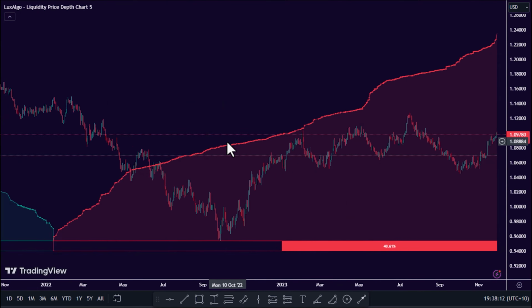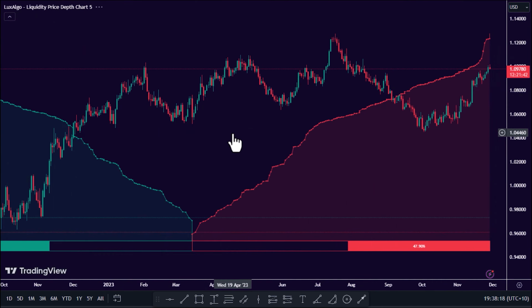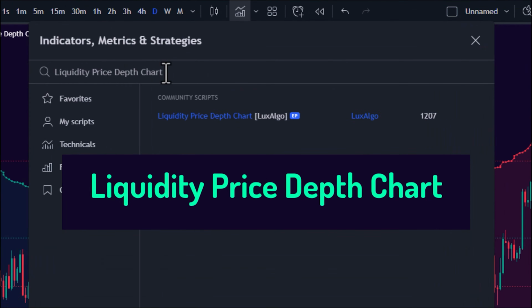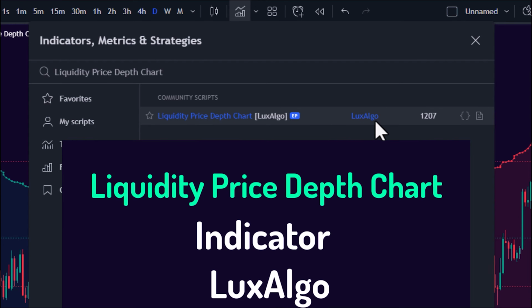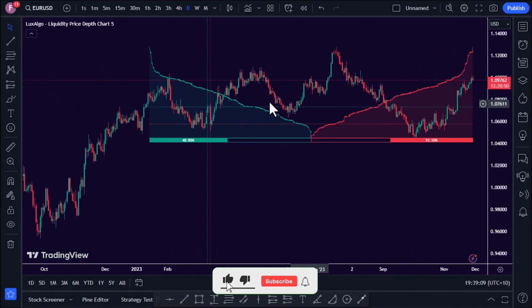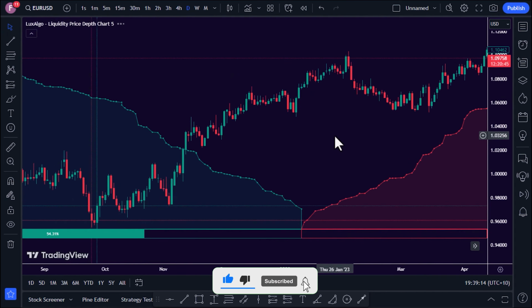Greetings, traders! Today, we're delving into the fascinating world of liquidity analysis using the Liquidity Price Depth Chart indicator by Lux Algo. If you're ready to elevate your trading strategy, stay tuned as we guide you through the nuances and functionalities of this powerful indicator.